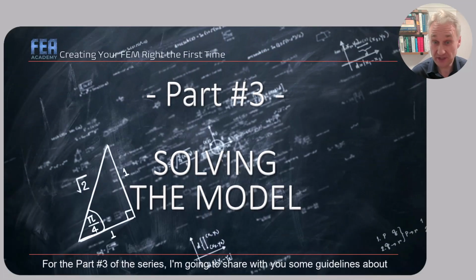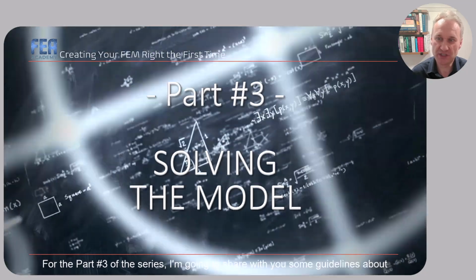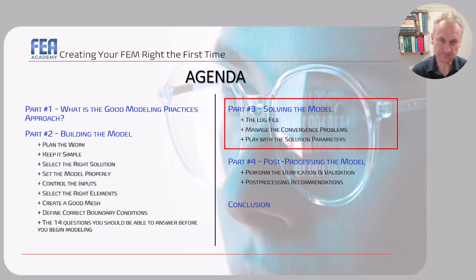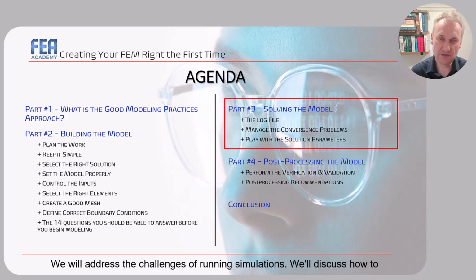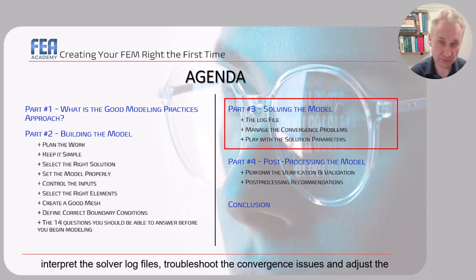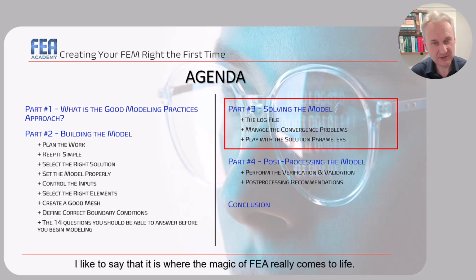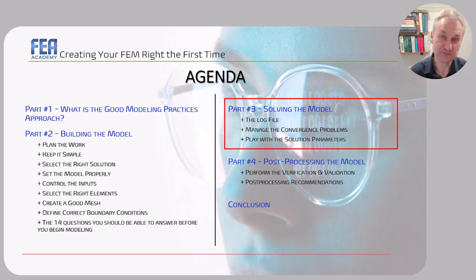For part 3 of the series, I'm going to share with you some guidelines about solving the model. We will address the challenges of running simulations. We'll discuss how to interpret the solver log files, troubleshoot the convergence issues, and adjust the solution parameters to ensure successful and reliable results. I like to say this is where the magic of FEA really comes to life.